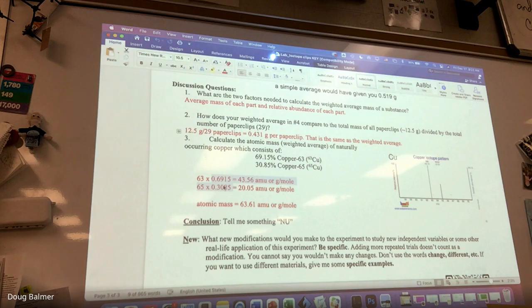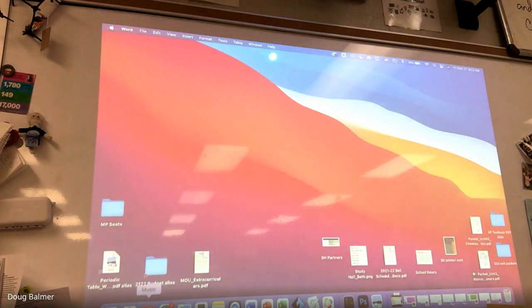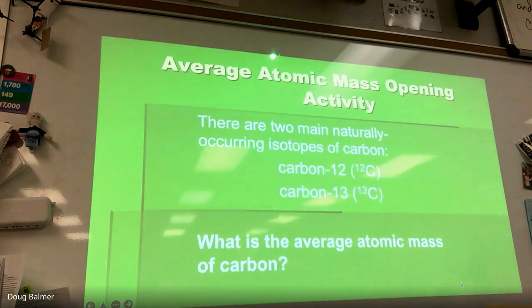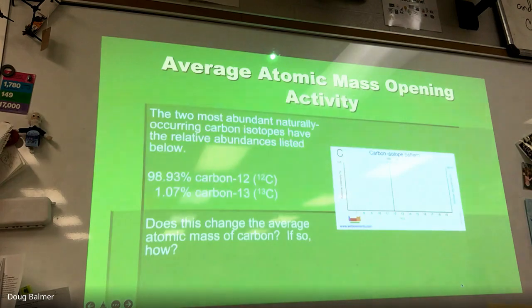Let's get out slide 37. If it's okay with you, I'm going to skip this slide. Carbon 12 and 13. Most people are going to want to tell me the average is what? 12 and a half? Can you do that? No, that would just be a typical average. We can't do that because 98.93% of all carbon atoms weigh carbon 12. So the average has to be super close to 12.